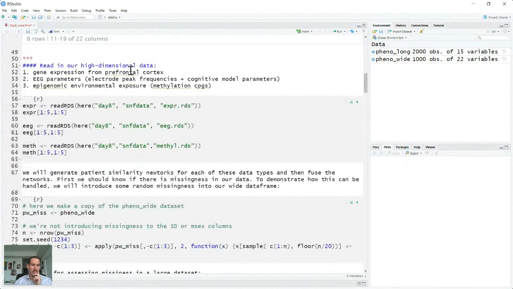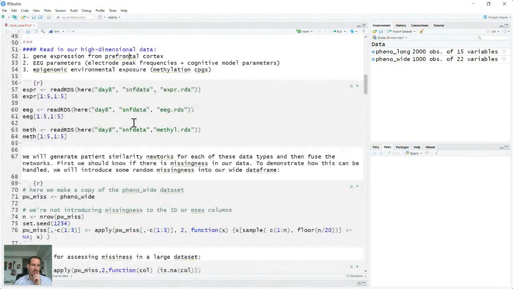Let's read in our high-dimensional data for network fusion. These are simulated data sets, kind of based on real data sets, with the exception of the EEG data. Actually, I think that's pretty much entirely made up. And let's take a look at what they look like.